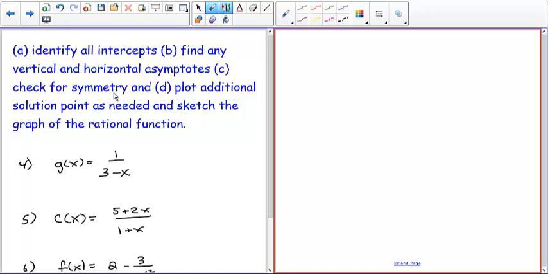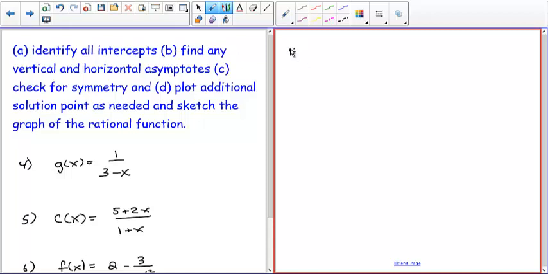There are a few cases. In most cases there is not symmetry. It's only a few special cases. So for the most part, we won't talk about that, and I'm not going to test you on it. Then it says plot additional solution points as needed. Once we plot all these other things, we might say, let's pick a value of x that might give us a better idea of what is going on.